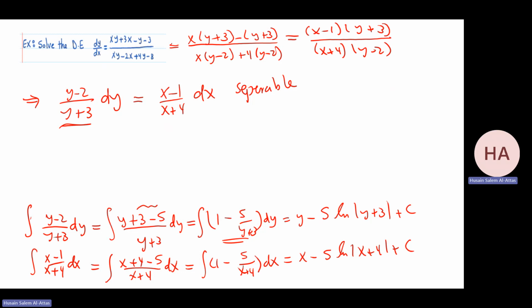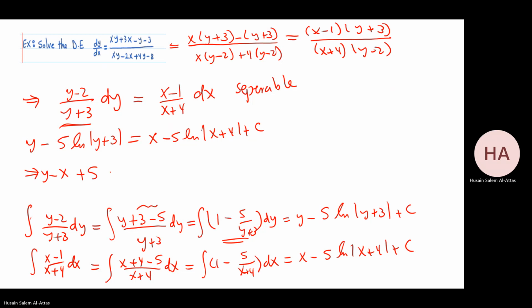Now plug them here. So you get y minus 5 ln(y plus 3). I don't need the c. I take the other one: x minus 5 ln(x plus 4) plus c. So I have what? y minus x, this will be plus 5. ln minus ln, I can make it ln of the division, x plus 4 over y plus 3. All of this equals c. So this is my answer.